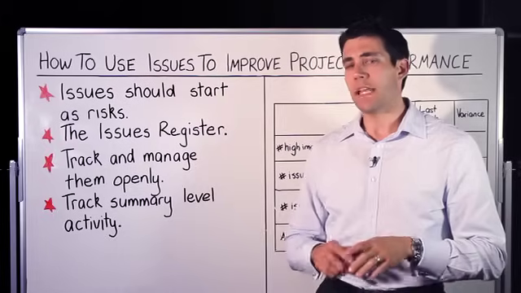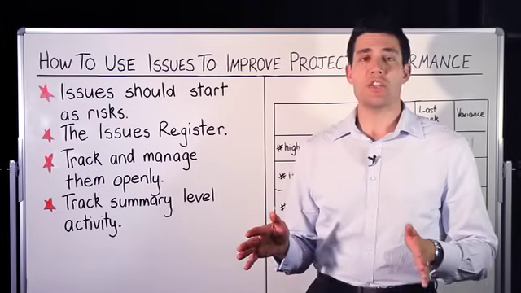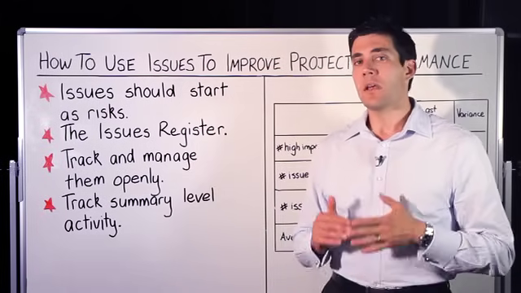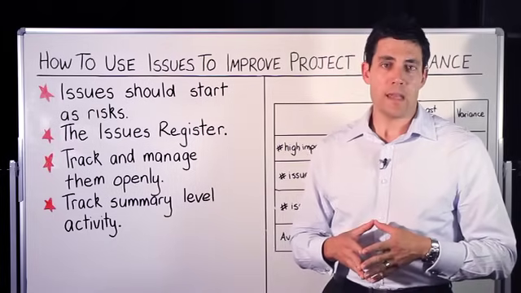Now, one thing that you can do to get that sense of how your project team is dealing with issues, or maybe a bit more of a sanity check on the health of your project, is actually to start tracking summary level information about your issues in your register. Let me share a little bit more about what I mean by that.